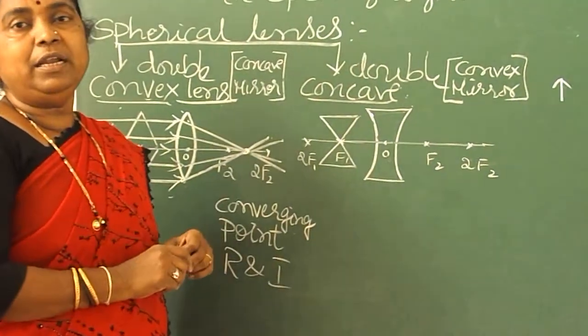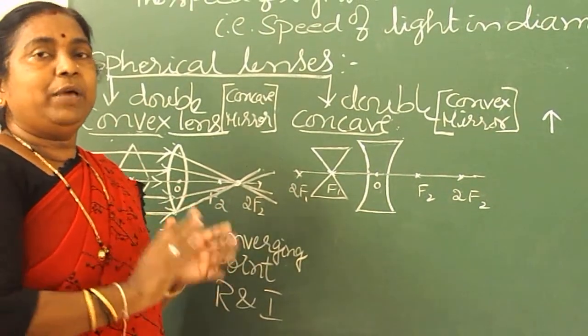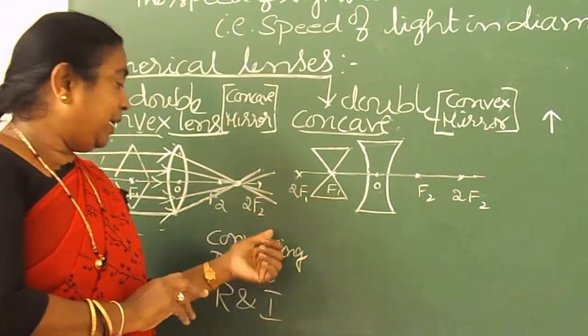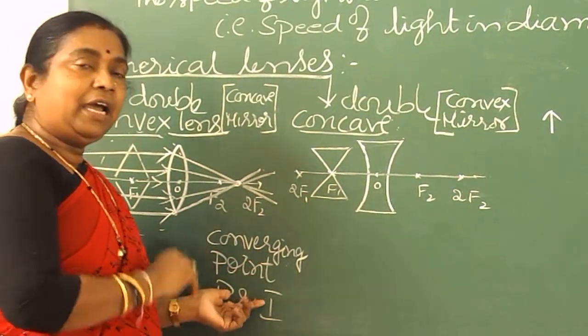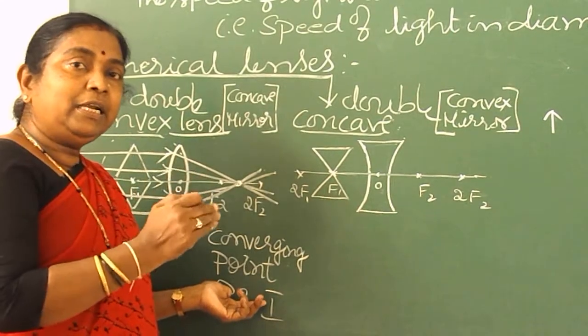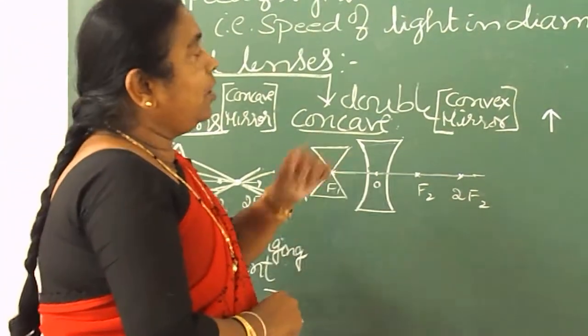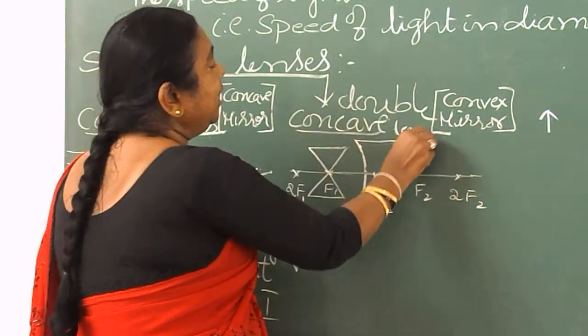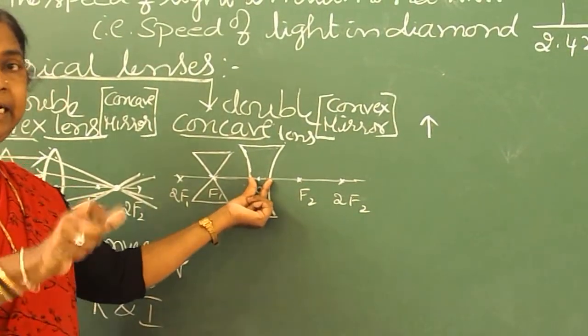You already know the difference between a real image and a virtual image. Wherever a real image is there, it can be caught on the screen. It is always inverted, and its size is either the same or less depending upon the distances. Whereas in the concave lens, let us see. In the concave lens, as I already told, it is curved at the center part.